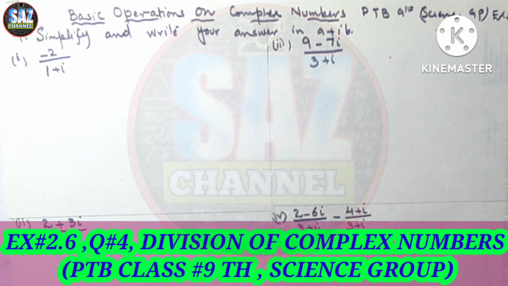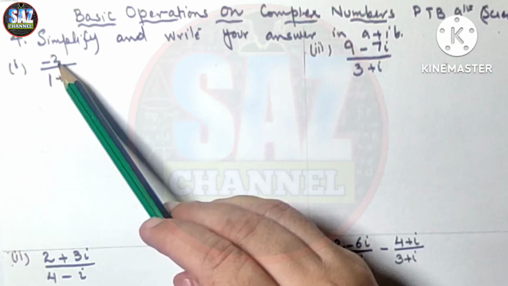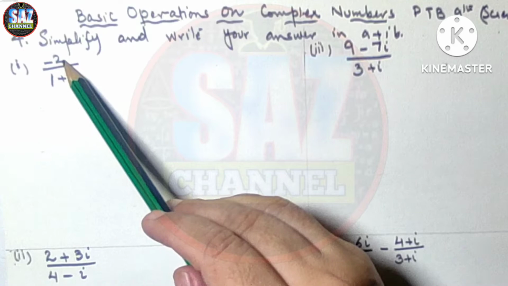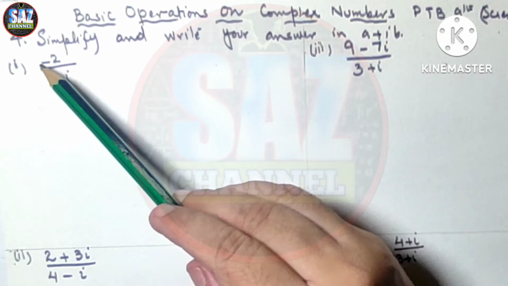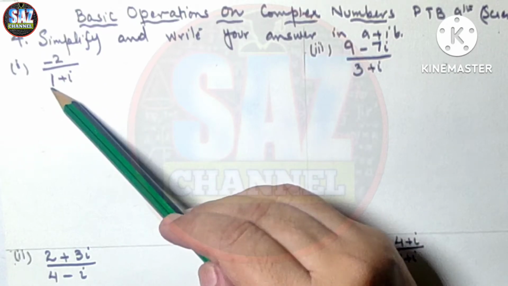Let's move to question number 4, first part, and let me confirm the data. The question is that we have to simplify and give the answer in the form of the standard complex number a plus iota b, and the first part is minus 2 over 1 plus iota.